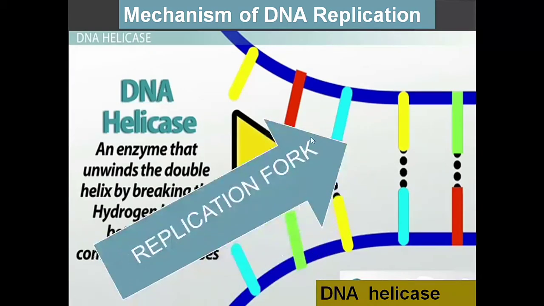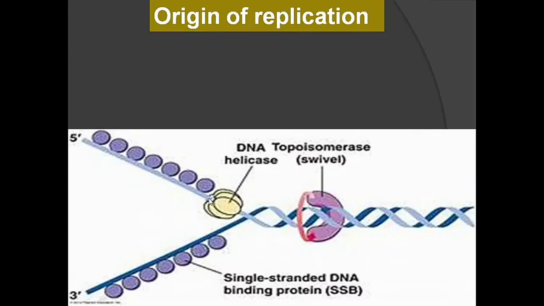After separation, in this place what is formed? A replication fork is formed. It is a Y-like opening called a replication fork. The replication fork is formed due to the activity of DNA helicase and topoisomerase.